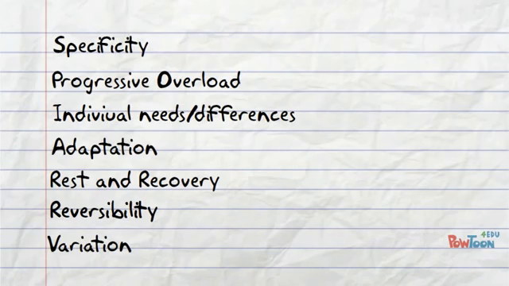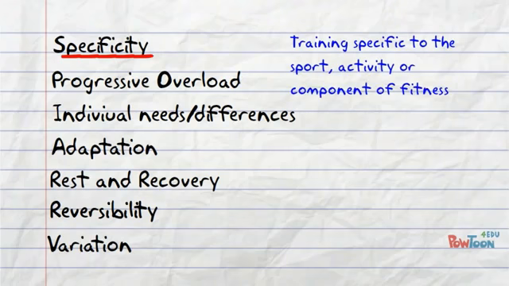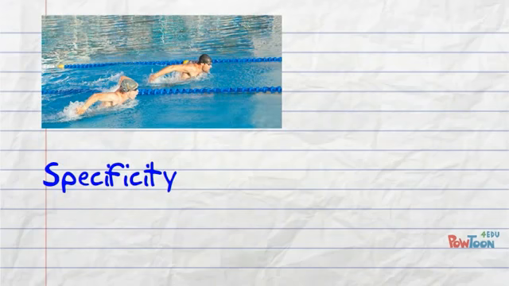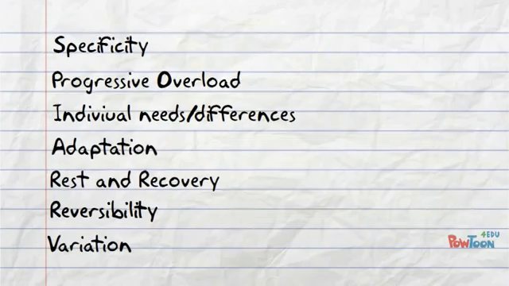There are also additional principles of training that need to be considered. These are specificity, making training specific to an individual sport, activity or fitness goals. For example, a swimmer is likely to do a majority of their training in the pool so that their muscles are developed in a specific way that they use them in the competitions.